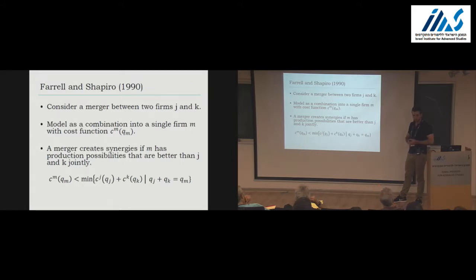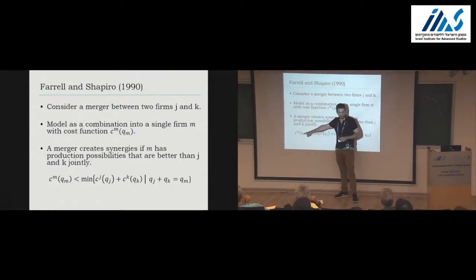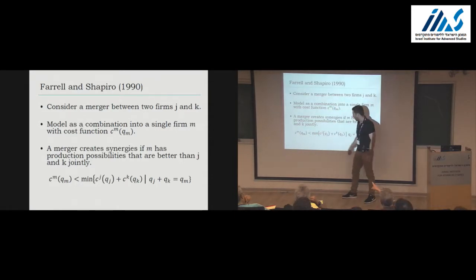But shouldn't that be captured in the cost function? Best practices? That's in the CM function. Yeah, but why isn't it reflected in CJ and CK? It's a totally new function, right? This could live totally underneath CJ and CK. But it still depends on what the two firms do, right?